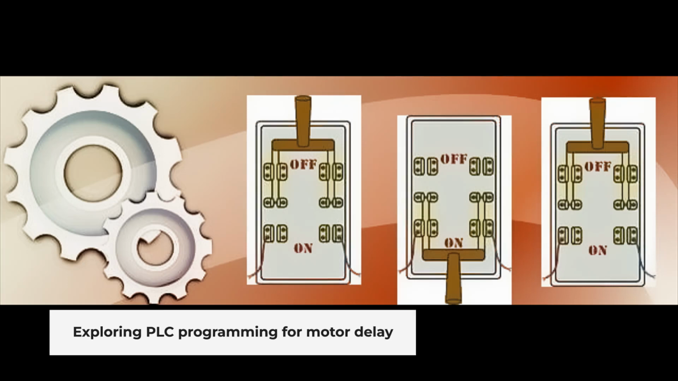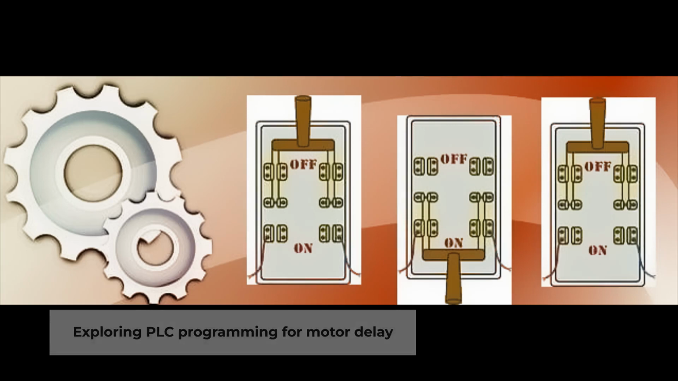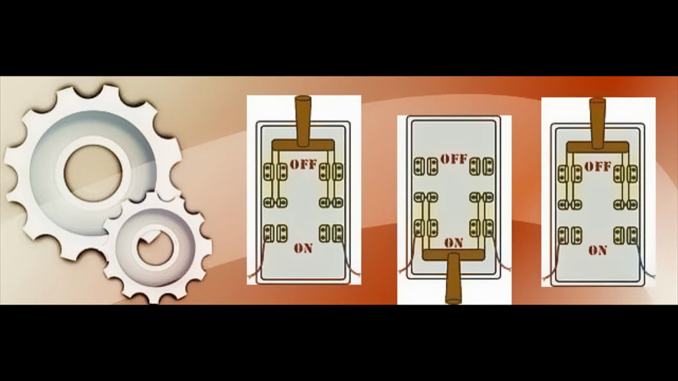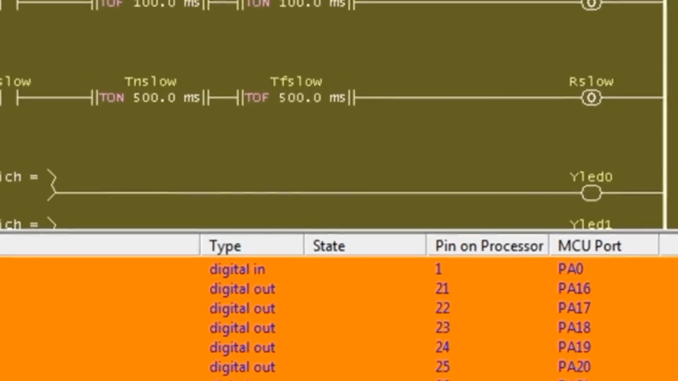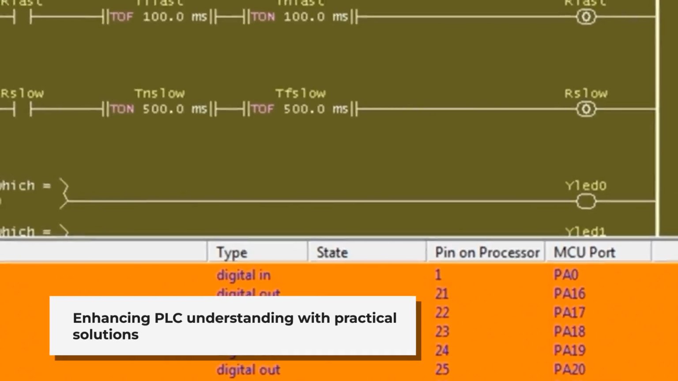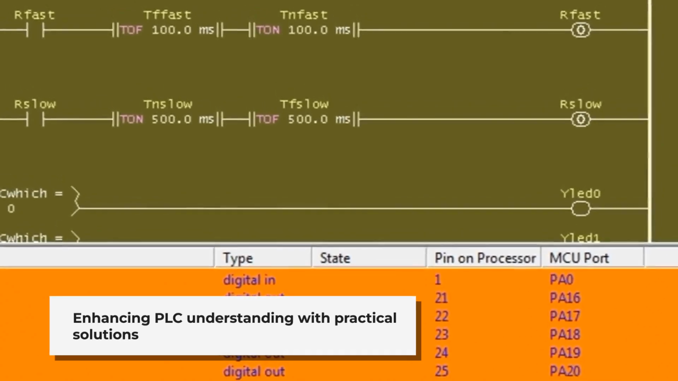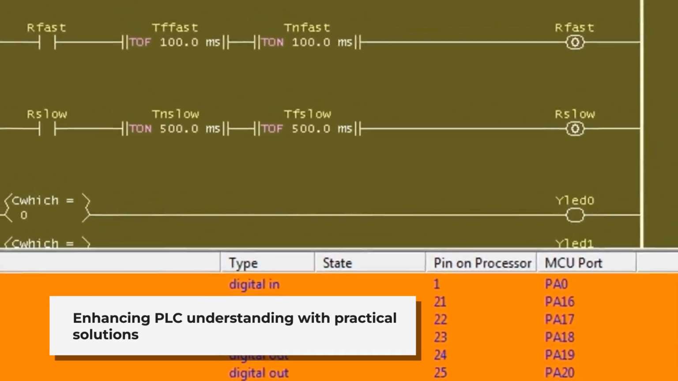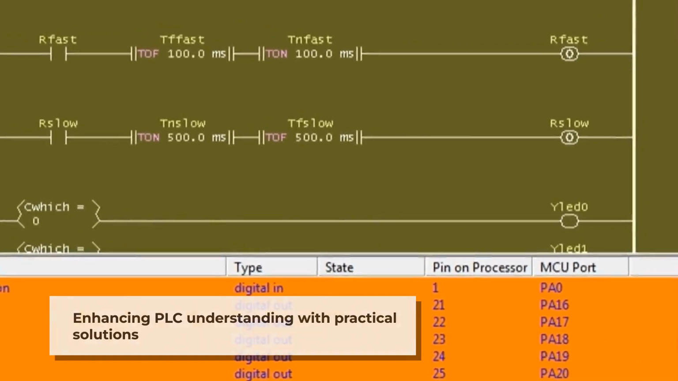Today we're diving into a fascinating topic for all you automation enthusiasts out there. A PLC programming example focusing on delaying the start of 7 motors. Whether you're a beginner or have some experience under your belt, this video aims to enhance your understanding of PLC programming using a practical and straightforward solution.